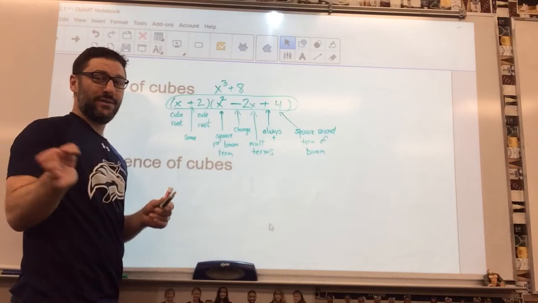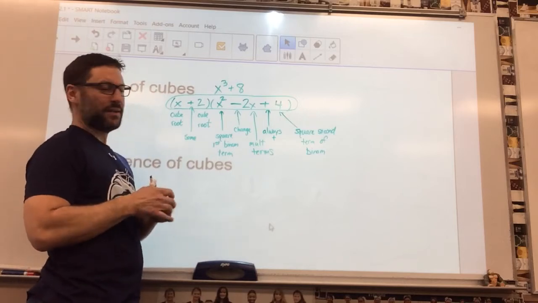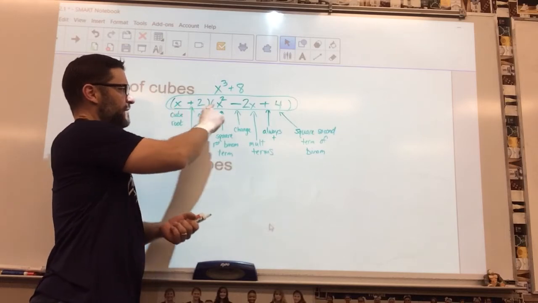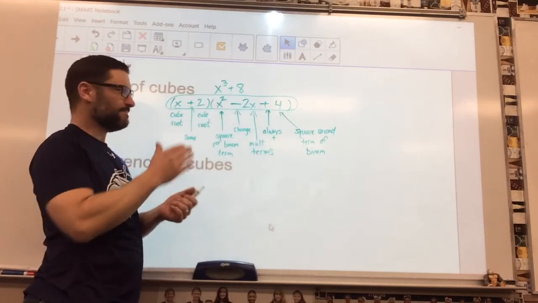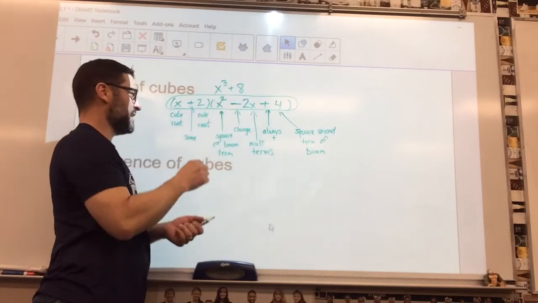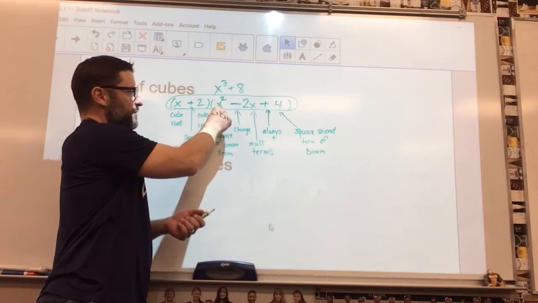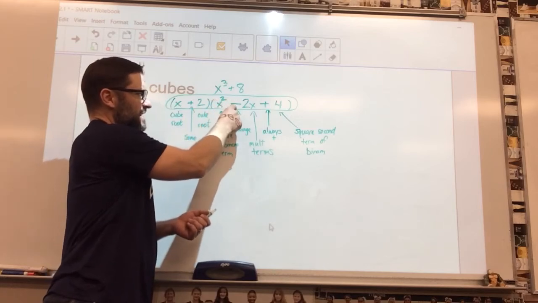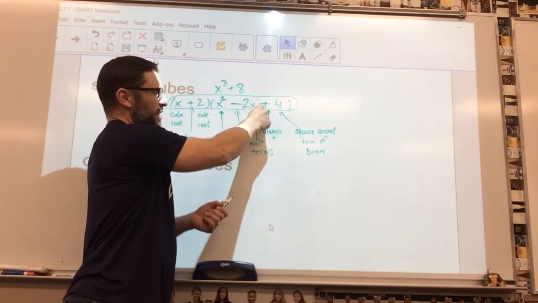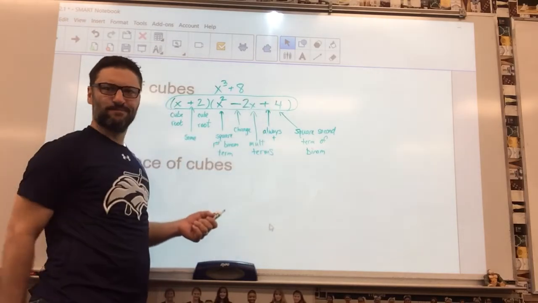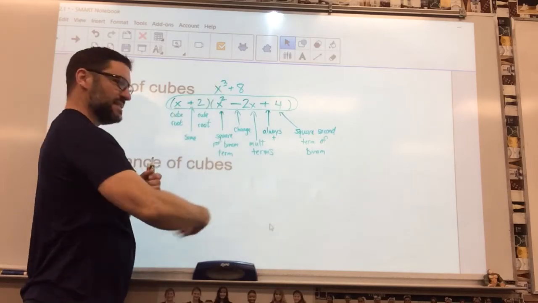And if you want to test me out here, this would be awesome. You can go back and test me out. If I took that and I multiplied it times that, I get back to x cubed plus 8. That right there factors into that. So it goes cube root, same sign, cube root. Square the first term, change the sign, multiply the two together, always plus, square the last term. And that right there, it's the same as down here.